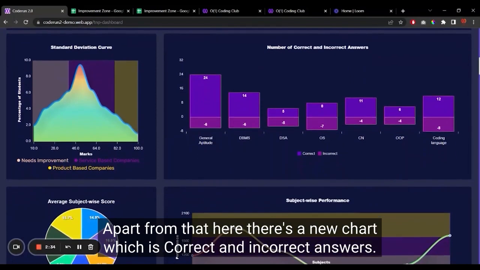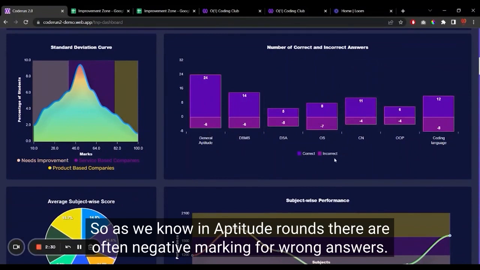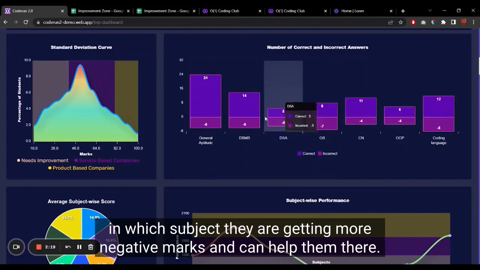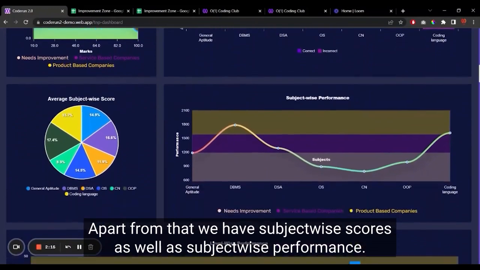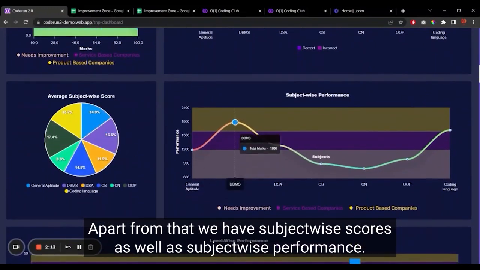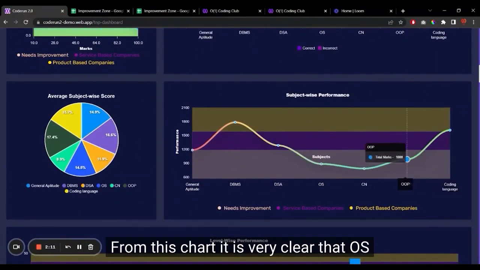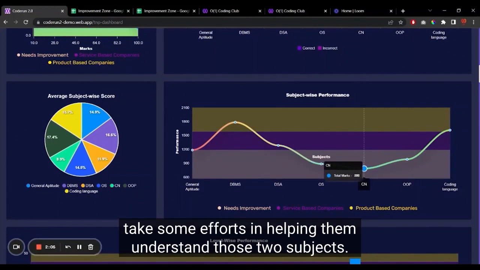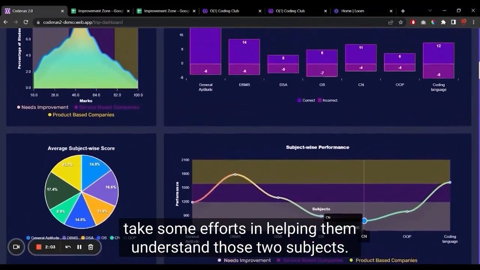Apart from that, here there is a new chart, which is correct and incorrect answers. As we know, in aptitude rounds there is often negative marking for wrong answers. So over here you can even check in which subject they are getting more negative marks and can help them there. Apart from that, we have subject wise scores as well as subject wise performance. From this chart it is very clear that OS and CN are 2 weaker topics of students in your college. So you can take some efforts in helping them understand those 2 subjects.